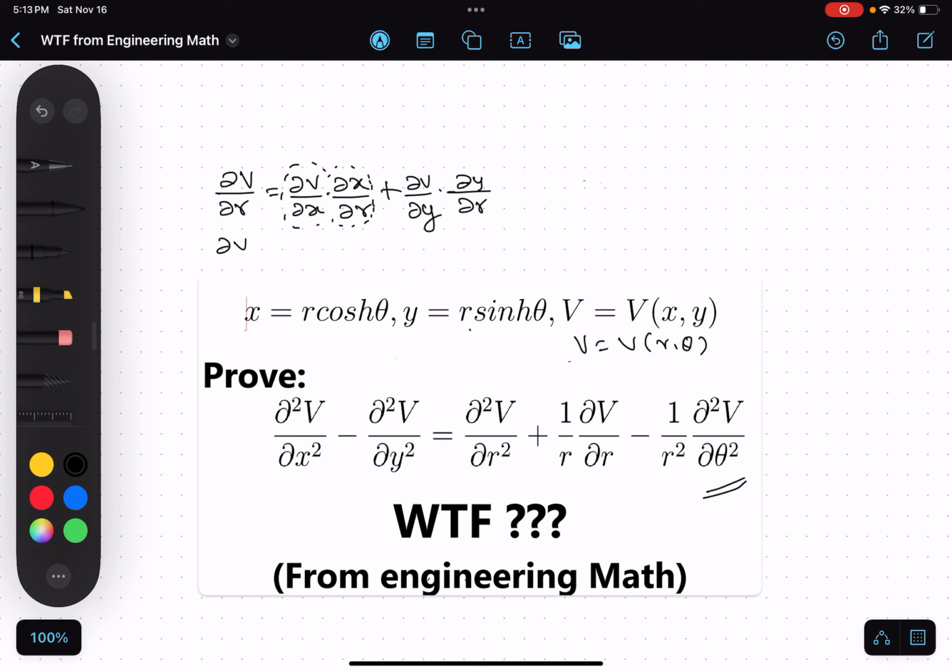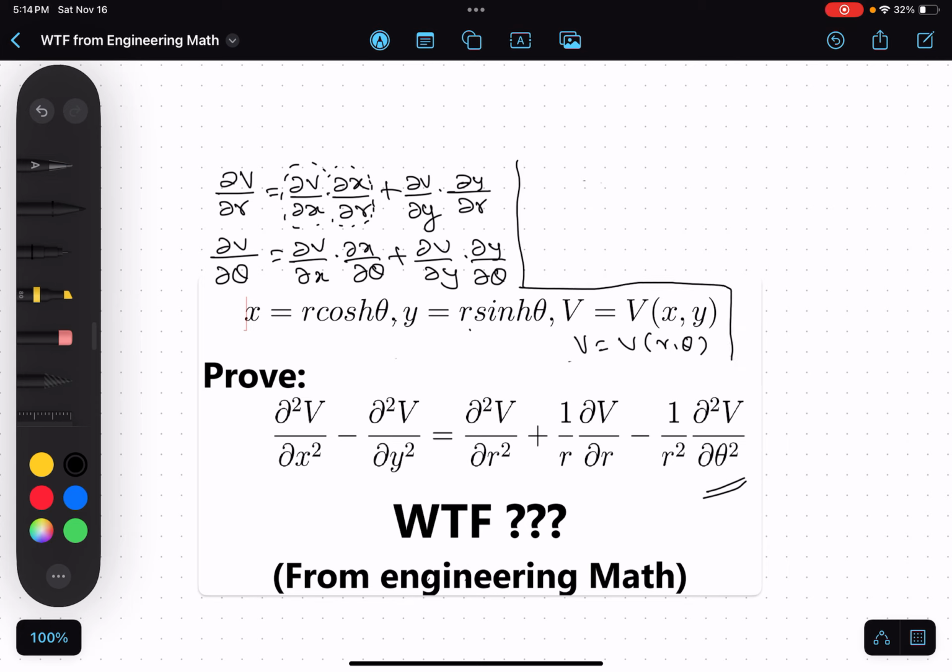Similarly, if I want to find partial v by partial theta, that would just be this expression: partial v partial x times partial x partial theta plus partial v partial y times partial y partial theta, right? Now let me also give you another way of saying this. I can also write these two equations as r equals square root of x square plus y square, and theta as tan inverse of y by x, right?